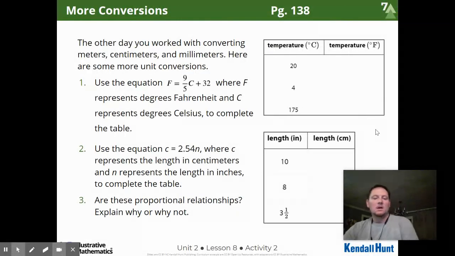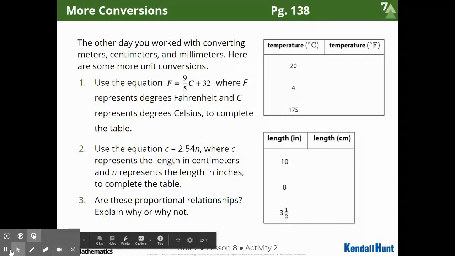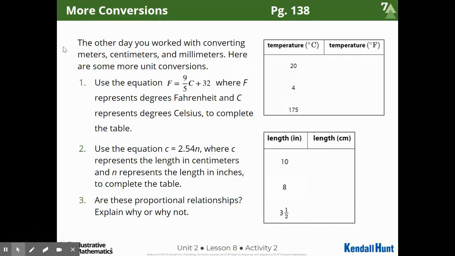So let's go ahead and get started. This is on page 138. If you remember, I believe it was last week, you were working on converting meters, centimeters, and millimeters. Now we're going to convert some other conversions. This one is converting from Celsius to Fahrenheit when it comes to temperature.